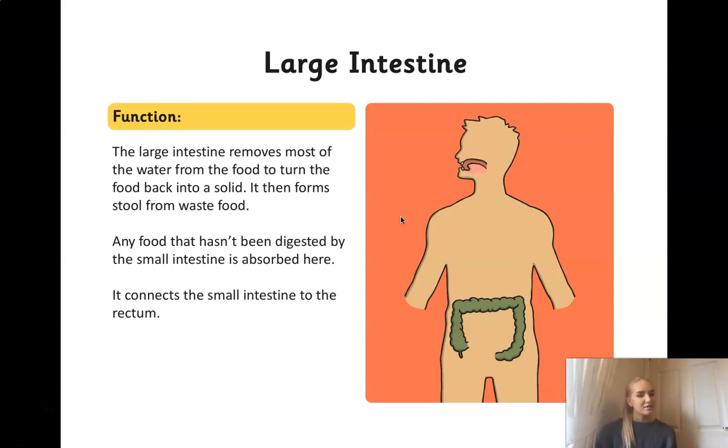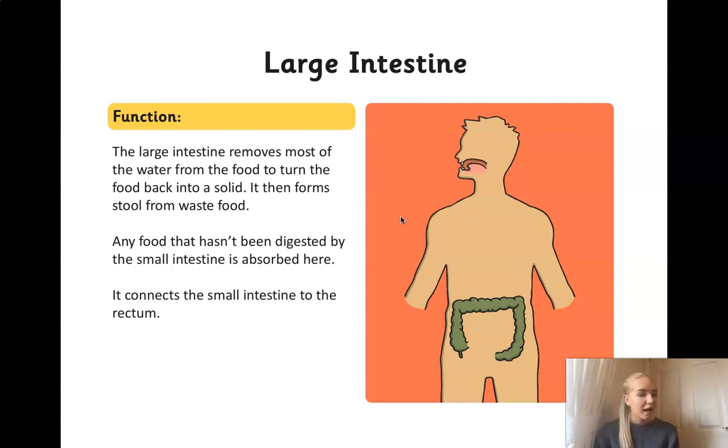And in the large intestine, this is where most of the water from the food is removed. So it turns the food back into a solid. Because we have lots and lots of water in this process that is in the food that we eat, okay? And the large intestine's job is to turn it back to a solid so it can form stool, okay? So that thing that we release from our bodies when we go to the toilet.